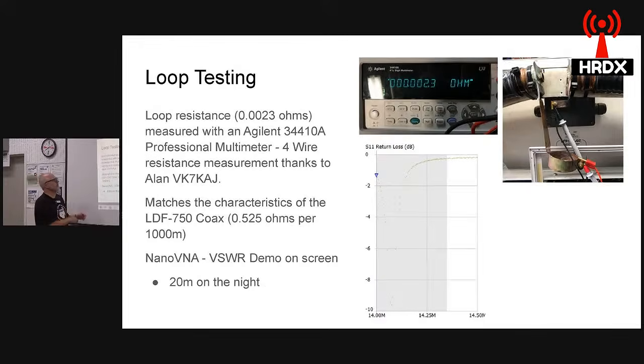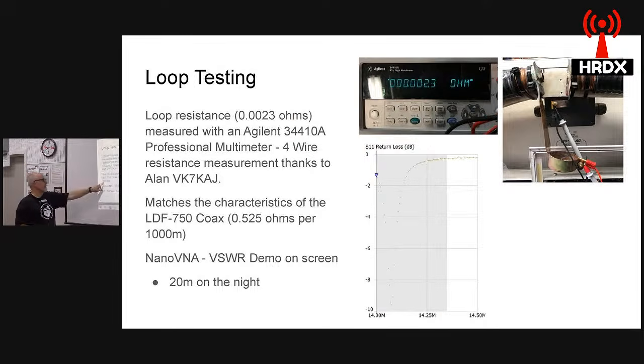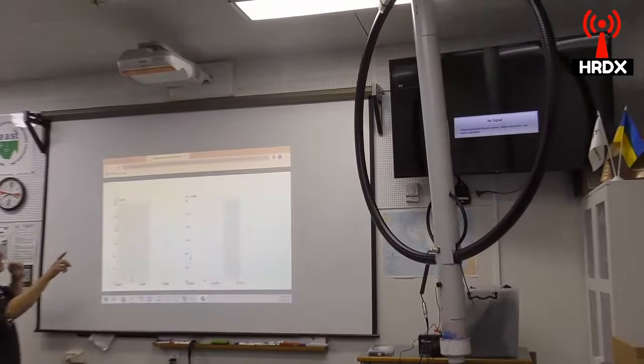Now, testing it. This is Alan's wonderful device telling me that it's 0.0023 of an ohm. The 3 is up for debate. This is me actually measuring it at the connections to the vacuum capacitor, making sure that these bonded joints are as good as I can make them, and that's the 45% silver solder. And the LDF 750 specification says that it's 0.525 ohms per 1,000 meters. If you scale that down to 4 or 4.3 meters, it's that. So that was the 20 meter.